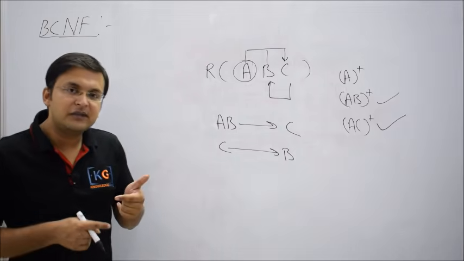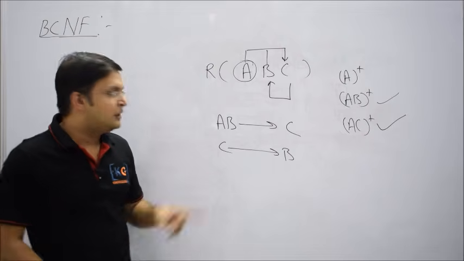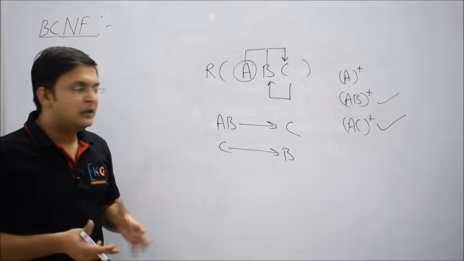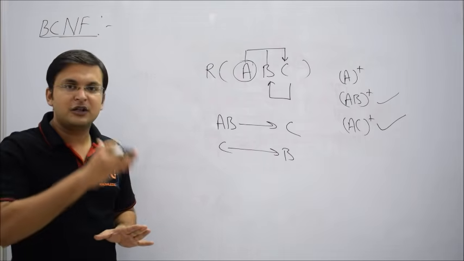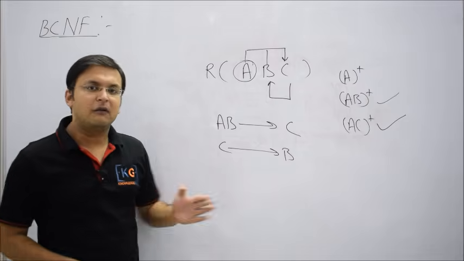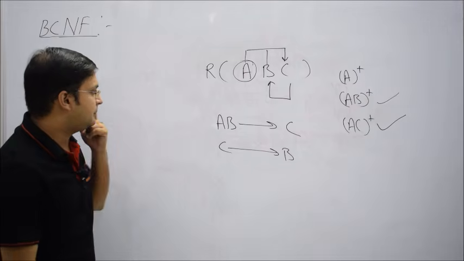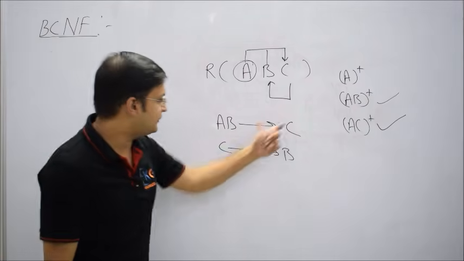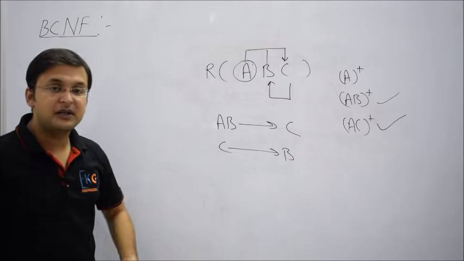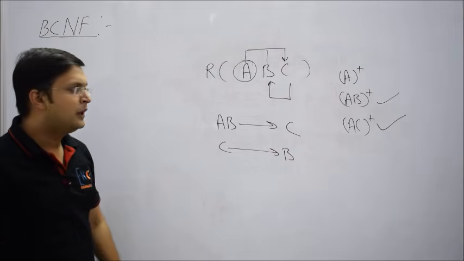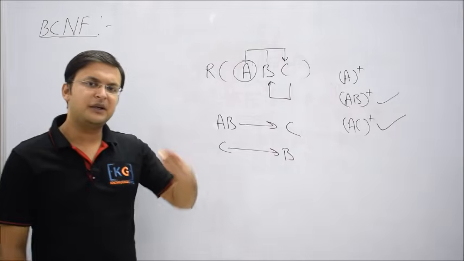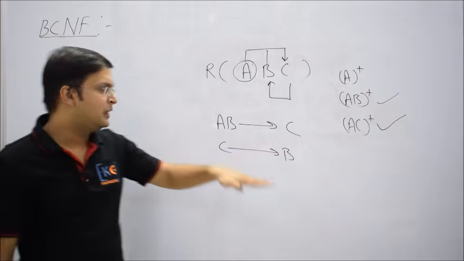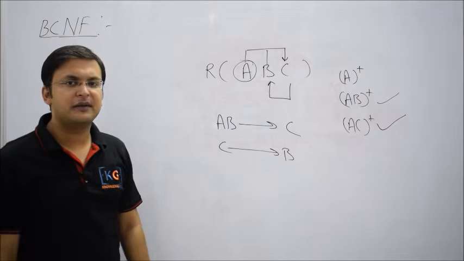Third normal form deals with what? Transitive dependency. So this table is already in second normal form, so no need to check partial dependency again. Now let me check transitive dependency. From AB to C, is it a transitive dependency? Answer is no, because transitive dependency, if you remember, is from non-prime to non-prime, but this is a candidate key, so it cannot be a transitive dependency.